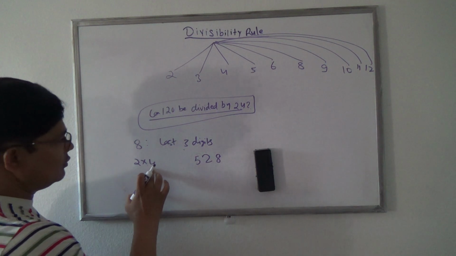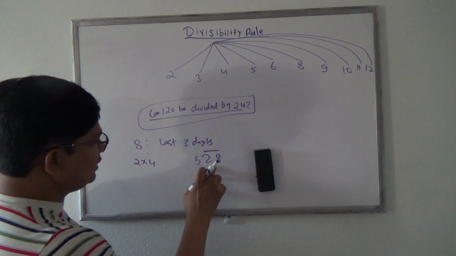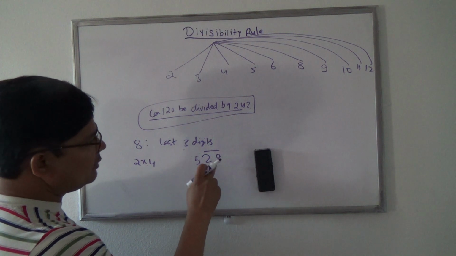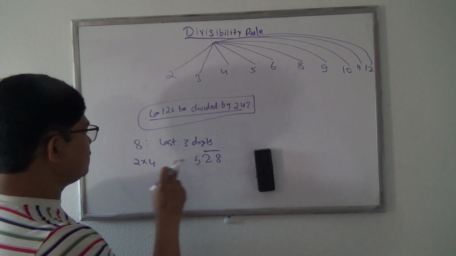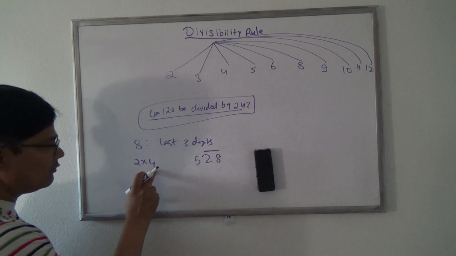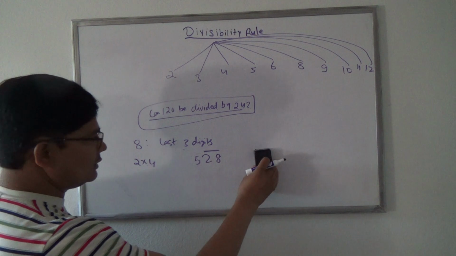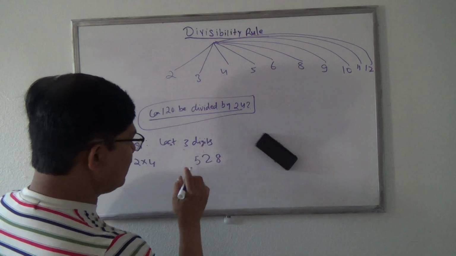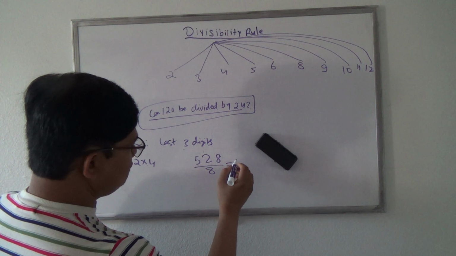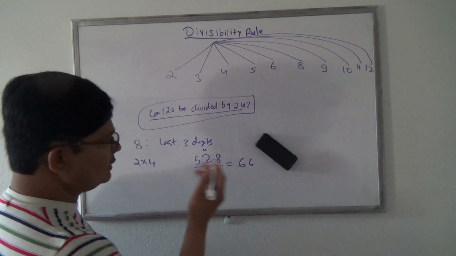And what about 4? I have to check the last 2 digits. So 28 can be divided by 4. So it means 528 can be divided by 4 also. So 528 can be divided by 2 and 4. That's why it can also be divided by 8. Now let's try. Can we divide by 8? Yeah, 66.